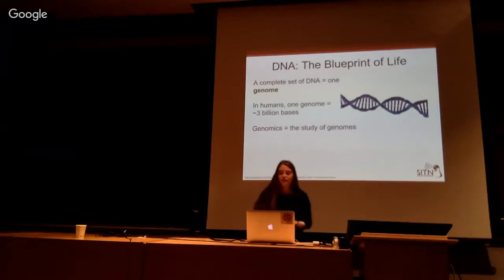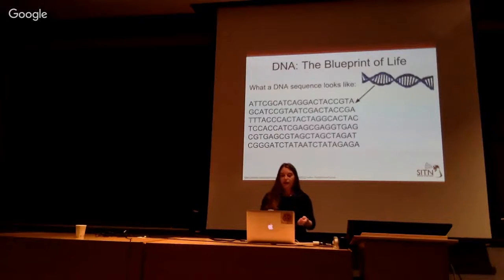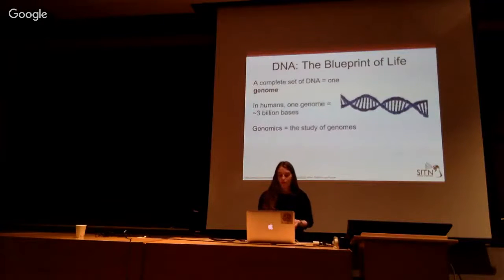A complete set of DNA, all of the instructions to make all the different parts of you, is one genome. In humans, one genome is about 3 billion bases. So if we go back to my illustration of a DNA sequence, imagine 3 billion of those letters. It's a pretty unfathomable scale, in my opinion. That's really what we're talking about when we say genomics. Genomics is just the study of genomes. So it's looking at all 3 billion of those bases, which you can imagine is a pretty complex problem.